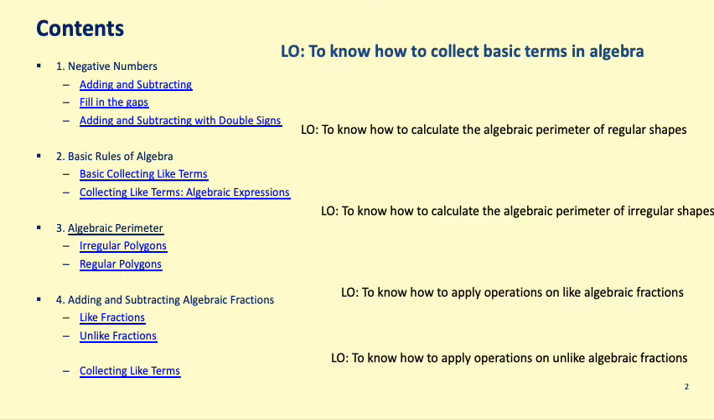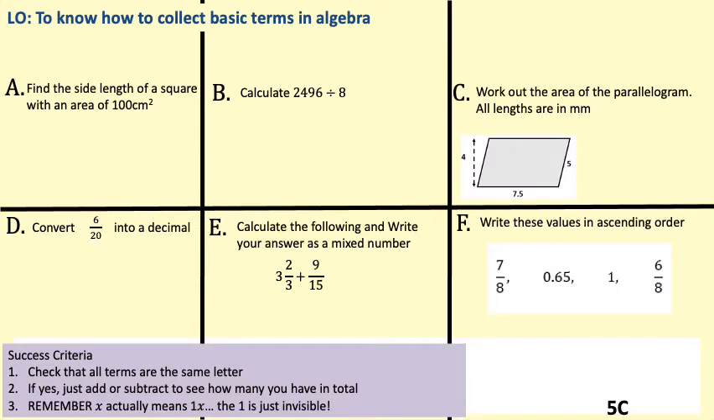So we're going to start off doing a KPI just to remind ourselves about how we add and subtract negative numbers, looking at double signs, things like that. So first of all, here's your retrieval task. So if you can spend the next 7 minutes working through this, pause the video now.